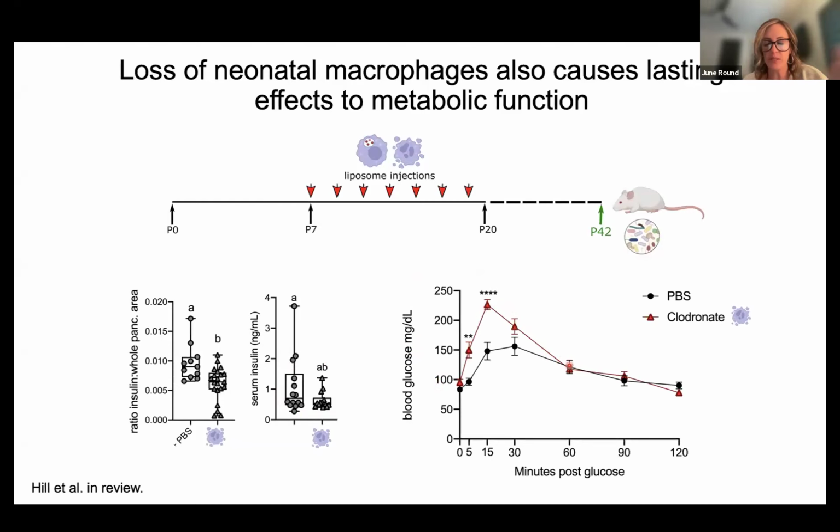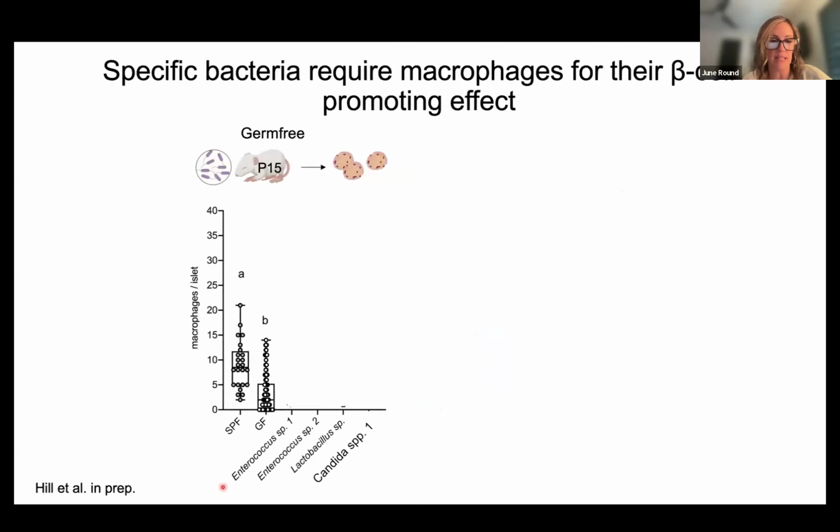So we did this in addition in different ways of depleting macrophages, because we're aware that clodronate can have off-target effects. So we used DTR-mediated ways to deplete macrophages, and we found the same phenotype. So again, this suggests that macrophage function is really important over this same time window in order for instructing beta cell development.